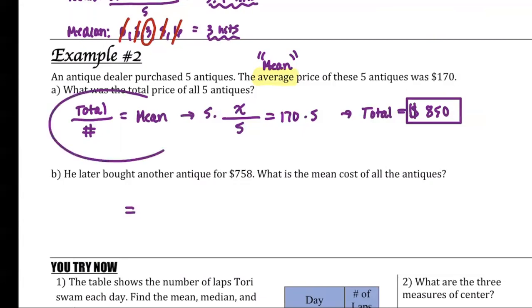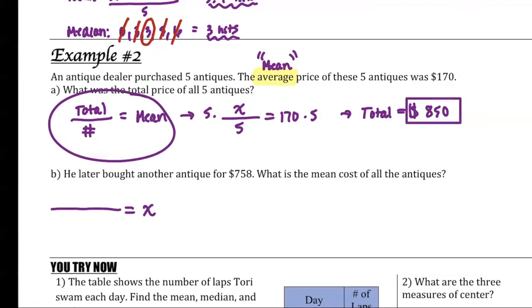So in this one, we're still using our general setup here. It's just that here is where we're actually going to calculate the mean. But we have to think about how that calculation would happen. The top part of the mean has to be the total amount that was spent on all of the antiques. And we don't just have 5 anymore. We have the 5 from the beginning plus the one that we just found, which means we also have to add those totals. The totals for all 5 of the first ones were 850. And it's adding in the last antique, the 6th antique, was $758.